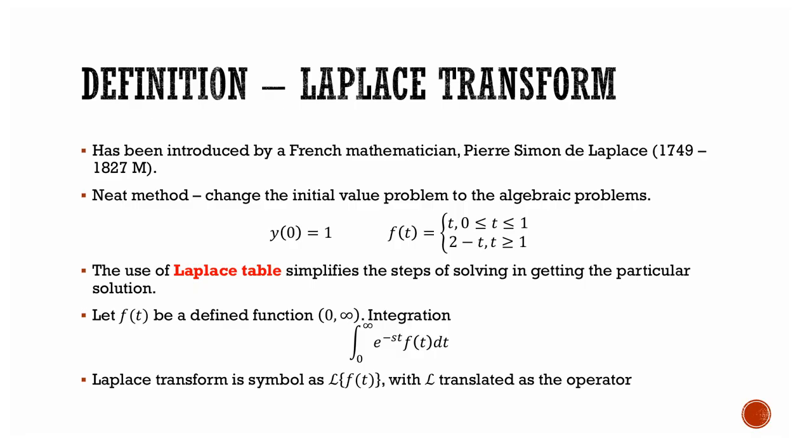We can let f(t) be a function defined from 0 to infinity. So we can integrate that function as e^(-st) f(t) with respect to dt. The symbol of the Laplace transform is shown as follows. As you can see here, this is the symbol for the Laplace transform, with the symbol L translated as the operator.